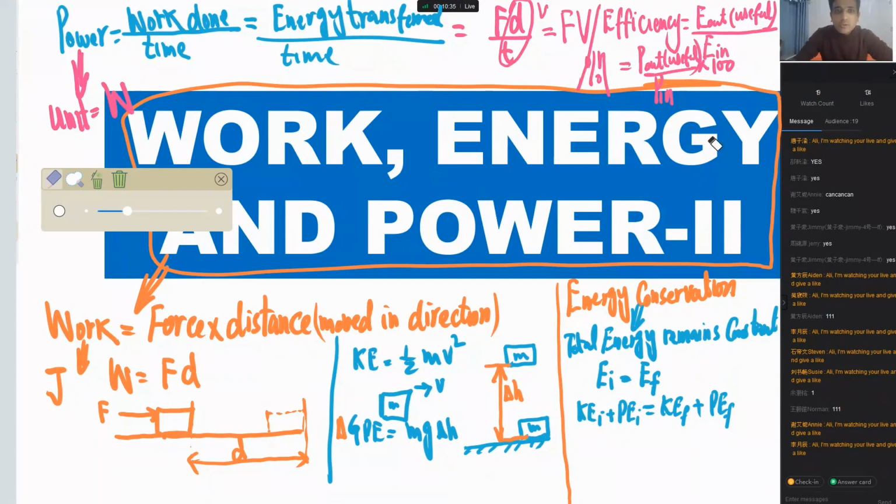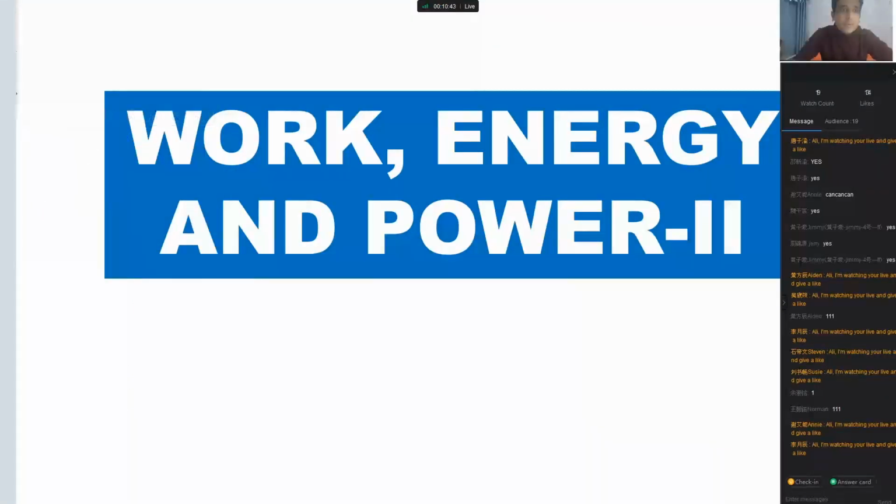So these points you need to understand. You can take screenshot of this one. We will be using these formulae in our today's class. Let's move on to next.